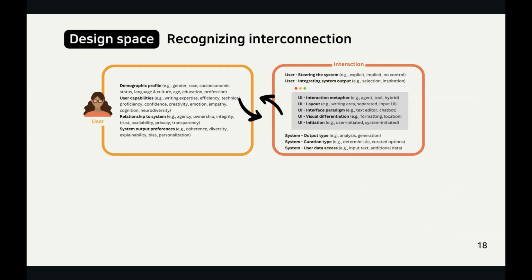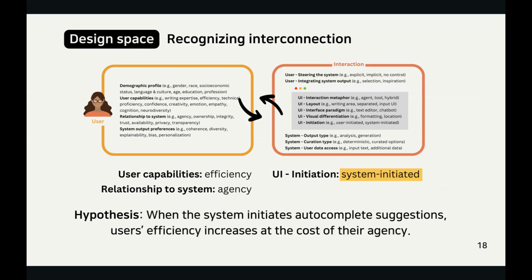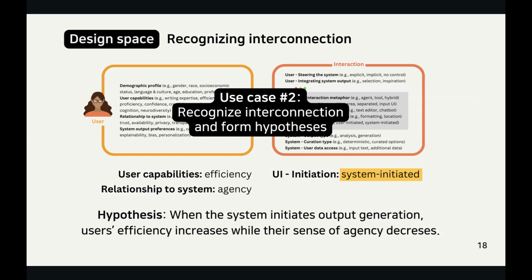Alternatively, we can start from the interaction aspect and reason about how that can affect users. For instance, you can make the Co-Author system initiated and show users suggestions without requiring them to press the tab key. This could potentially increase users' efficiency by auto-completing more text, but it can come at the cost of decreasing users' agency. Based on this reasoning, we could envision a follow-up study for Co-Author to investigate this hypothesis: when the system initiates autocomplete suggestions, users' efficiency increases at the cost of their agency. We believe that the design space can help us recognize this interconnection and trade-offs and form interesting hypotheses based on them.